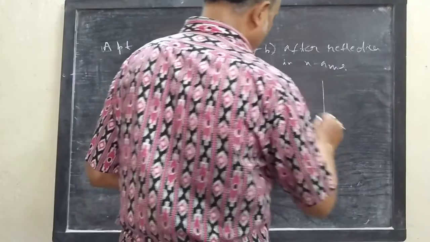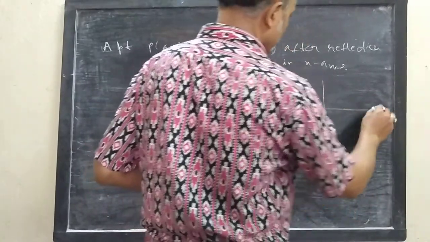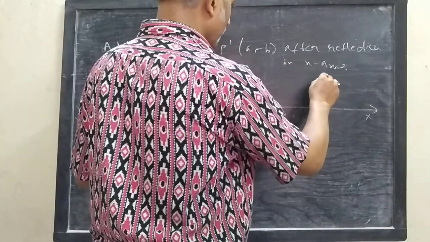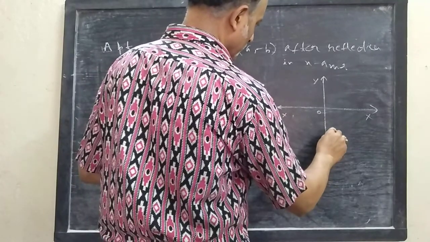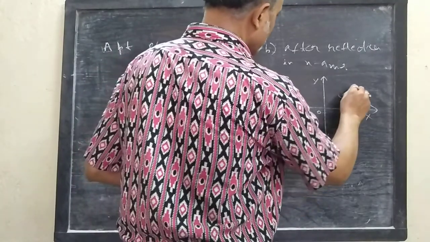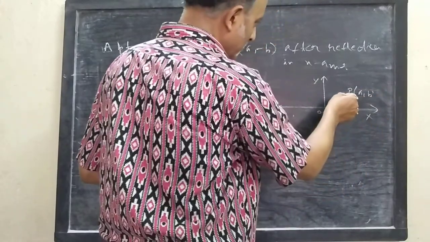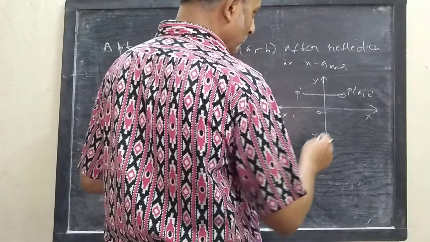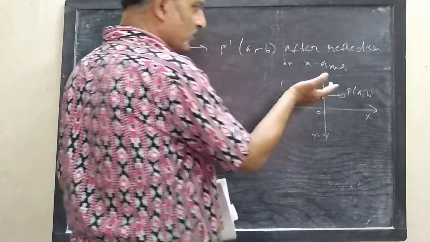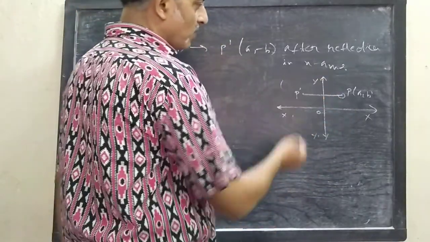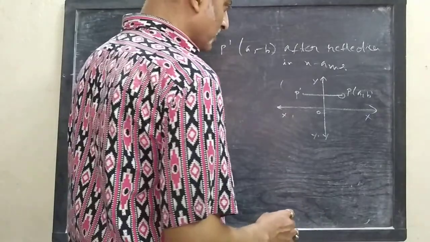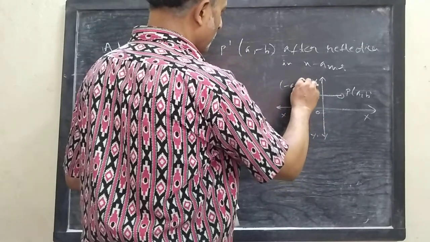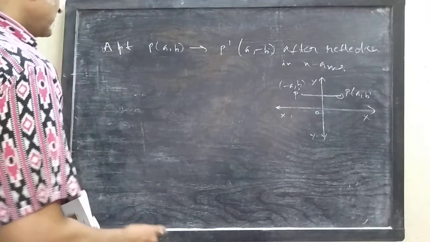In case of reflection in the y-axis, suppose these are the axes. Suppose this is the point (a, b). When this is reflected in the y-axis, the image will be formed at this point, P dash. In that case, look, the ordinate remains fixed, because in both cases the distance of the point from the x-axis remains fixed, so its ordinate remains unchanged, but the abscissa will change its sign. So this will be (minus a, b). Okay? So write the principle.